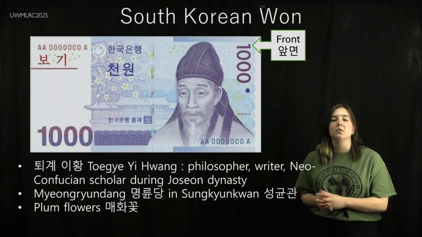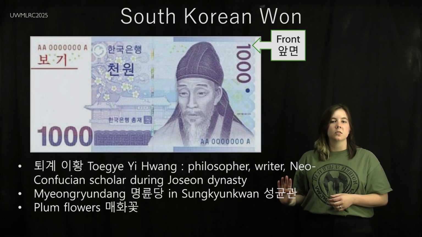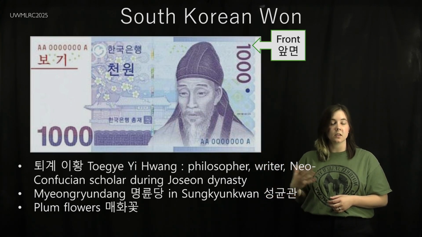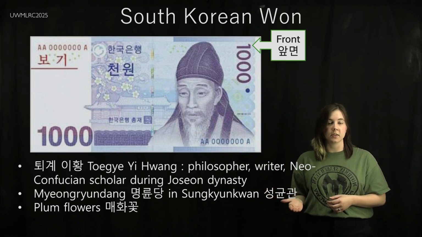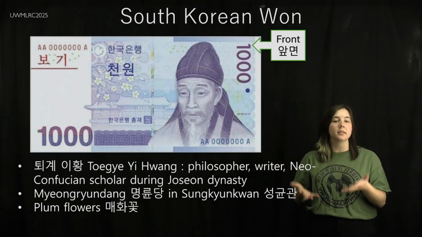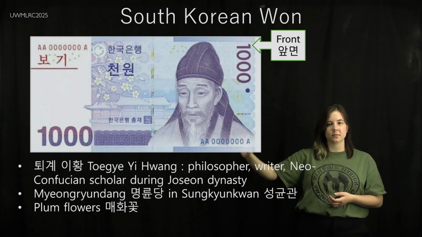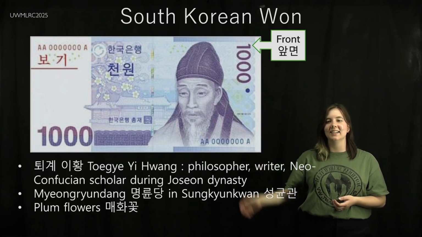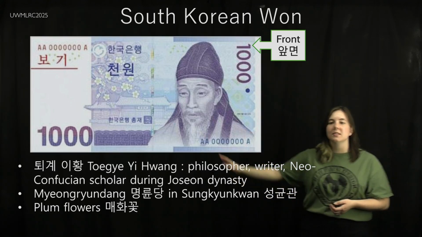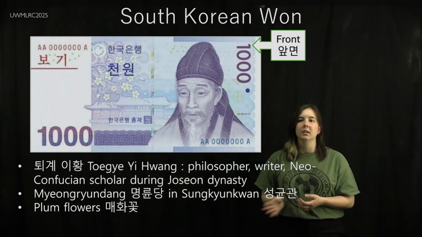In the back, you'll see a lecture hall. This lecture hall is at Sungkyunkwan University. It's a university in Seoul. It's still there. It's a very old university from the Joseon dynasty. And he taught there. That's why it's in the background of his bill. You can also see flowers in the corner here. Those are plum flowers, 매화꽃.